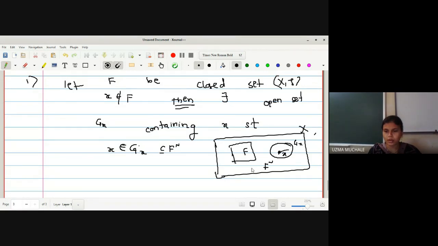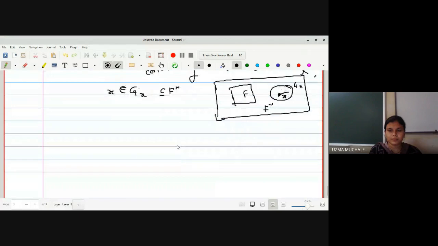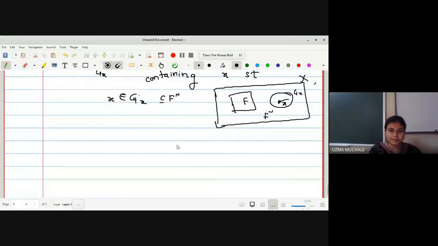This is the whole F complement, and hence we can say that there exists an open set Gx containing X which is contained in F complement. Okay, have you understood what is given to us and what is our aim to prove? Yes, ma'am. So by the diagram itself you can understand this. Let us go one by one. What is given to us?